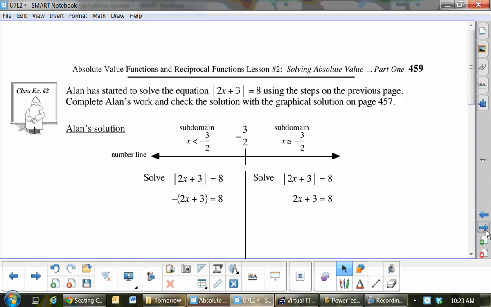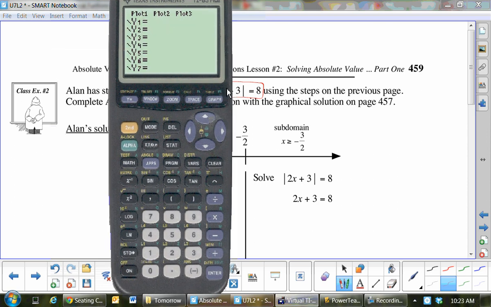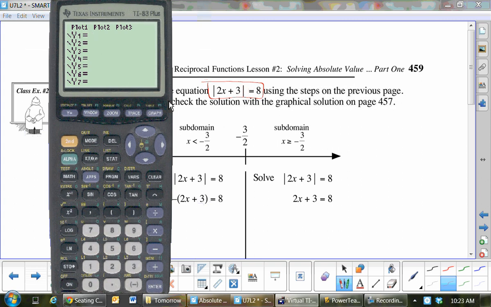Now, let's do this question on the calculator. Okay? So how do we do that? Well, it's a y1, y2 thing, right? So on the left side, we have absolute value. How do we get there? Math, right to number, and then there it is. Absolute 2x plus 3. And then y equals 8. Okay? And hit graph.